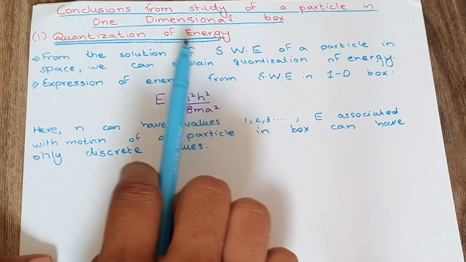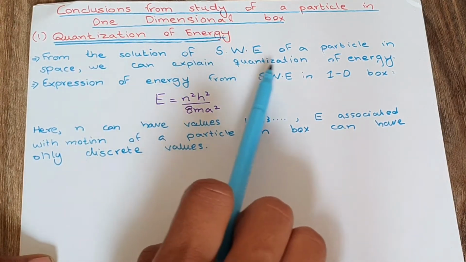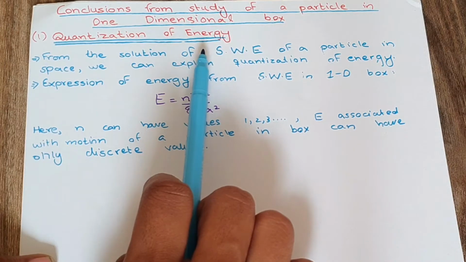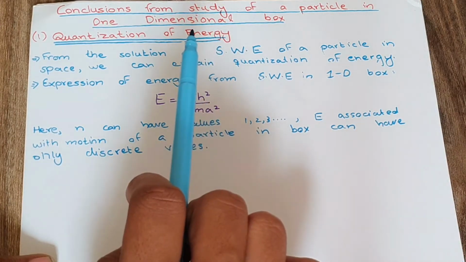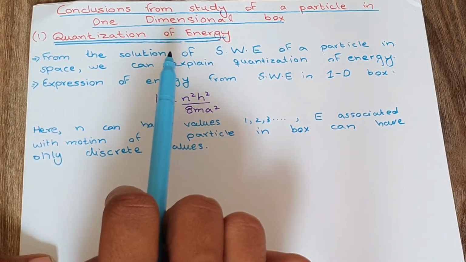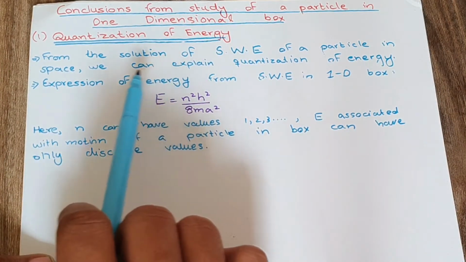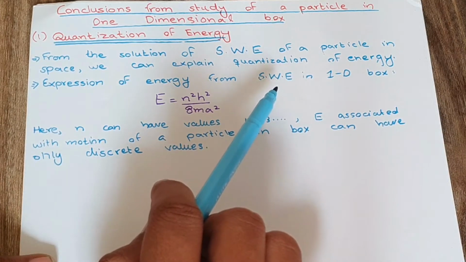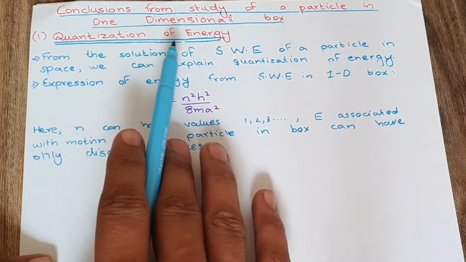From the solution of the Schrodinger wave equation of a particle in a box, we can explain the quantization of energy. Do you know what is meant by the quantization of energy? It means that the energy is quantized, in the form of packets. Energy is absorbed or released in the form of packets called quanta. Our particle does not emit energy continuously, but emits it discontinuously in the form of packets called quanta. This is known as the quantization of energy.